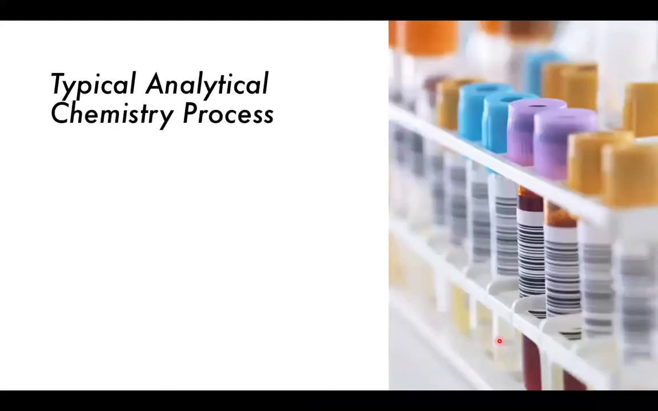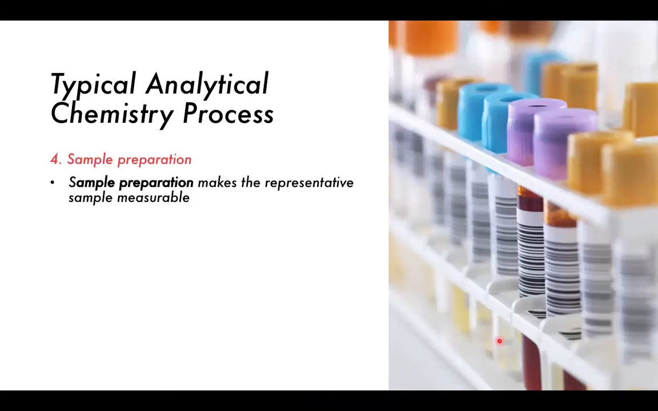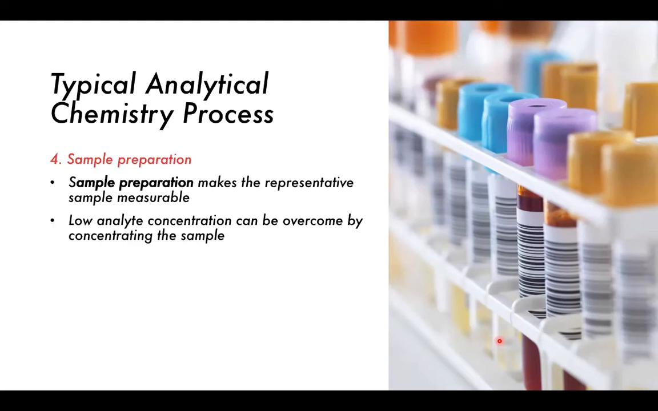So in the typical analytical chemistry process, we go through sample preparation. Sample preparation makes the representative sample measurable. This usually involves dissolving it in some sort of solvent, as I've said. In the case of our chocolate bar, it's not going to go through a liquid chromatography machine very easily as a solid. So what we can do is dissolve some of it into a solvent, and we can pass that through our column.